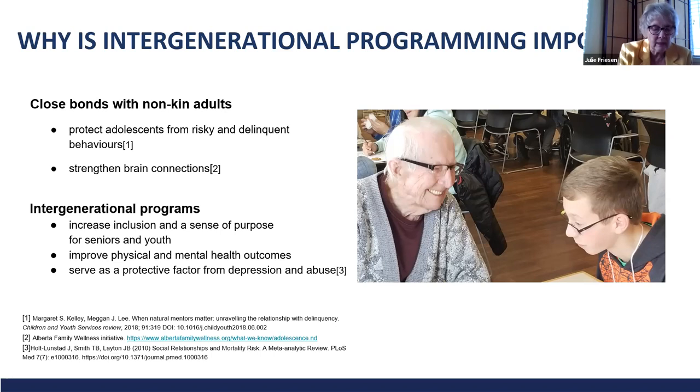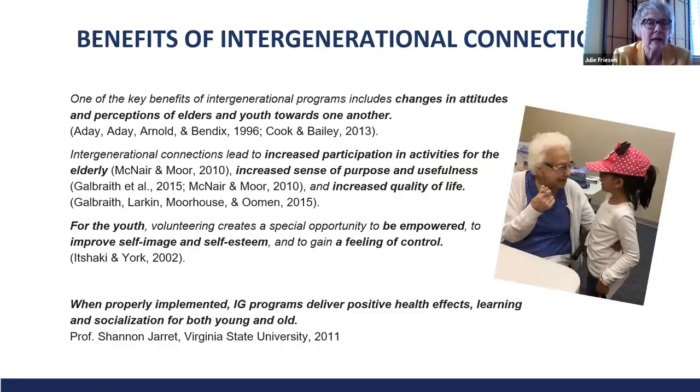Intergenerational programs increase inclusion, so people feel more included. They're more a part of things, and it can give a sense of purpose for both the seniors and the youth. We're connecting two demographics here, each having their own needs and desires and sense of worth from relationships, and they're able to connect with each other and develop something special and meaningful just for them. It has immense power in improving physical and mental health outcomes, your self-confidence, your sense of connectedness, your sense of self-worth. And it certainly serves as a protective factor from depression and abuse. Again, it doesn't eliminate it, but it serves as a protective factor.